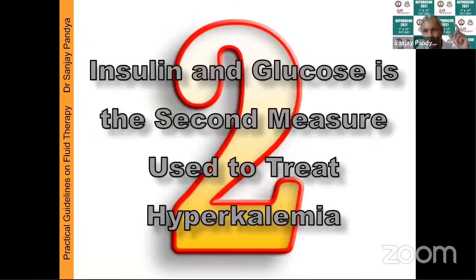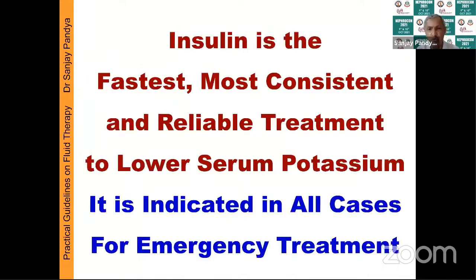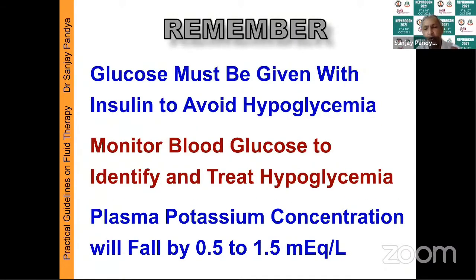What we will use to reduce potassium temporarily is insulin and dextrose. Insulin is the fastest, most consistent and reliable treatment to lower potassium and is indicated in all patients, the most potent amongst all agents. We give dextrose just to correct insulin-induced hypoglycemia, but otherwise glucose per se has no role in hyperkalemia. If blood sugar is greater than 250 milligram, then you can observe blood sugar.